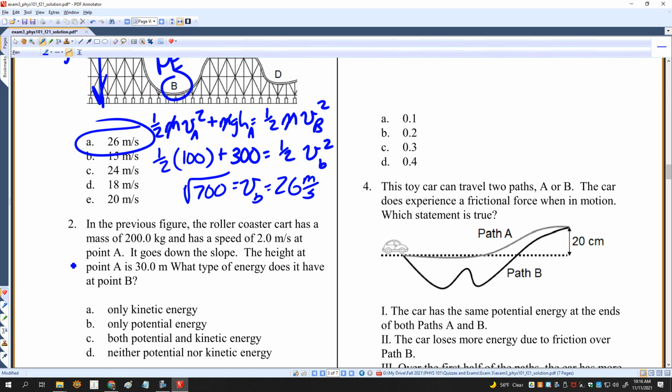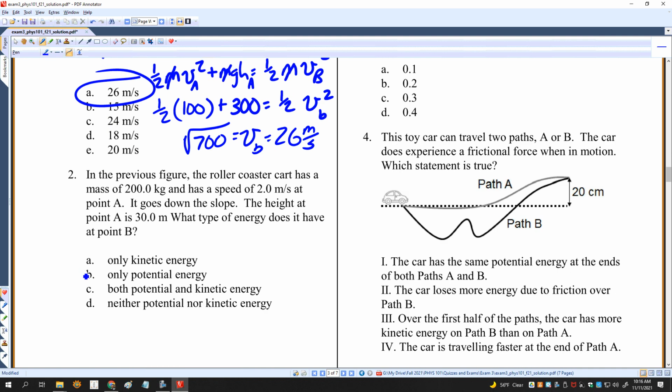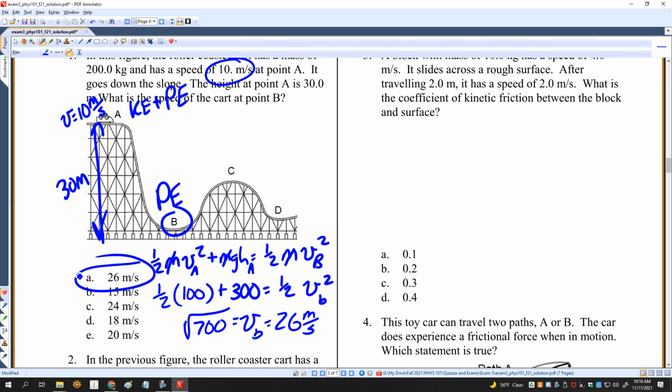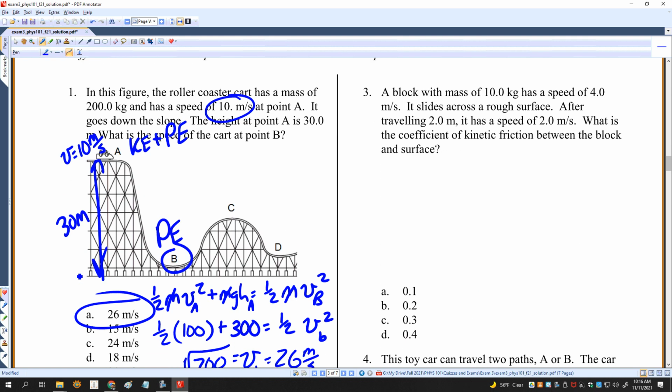Previous figure, the roller coaster has a mass of 200 kilograms. Same situation. What kind of energy does it have at point P? Well, I've already answered that question. So it's a block with a mass of 10 kilograms that has a speed of 4 meters per second. It slides across a rough surface. It's traveling 2 meters. It has a speed of 2 meters per second. What is the coefficient of kinetic friction?